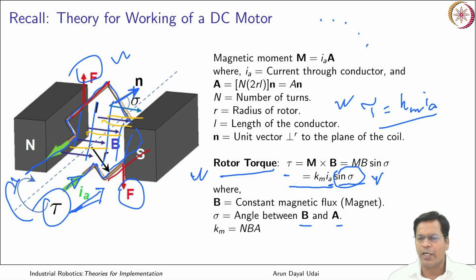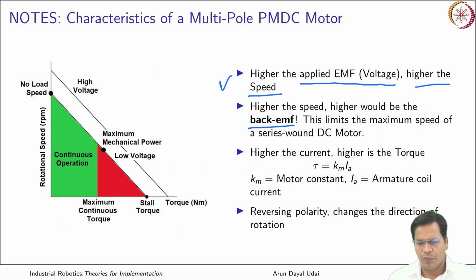So even if you don't provide any current from outside, its own motion within the magnetic field causes some current to be induced. That current is in a reverse direction. So cause and effect: if this is the cause which is creating this current, the effect will be the current that creates a reverse torque so as to stop the motion. Correct? So it is known as back EMF. Higher is the speed, higher would be the back EMF.